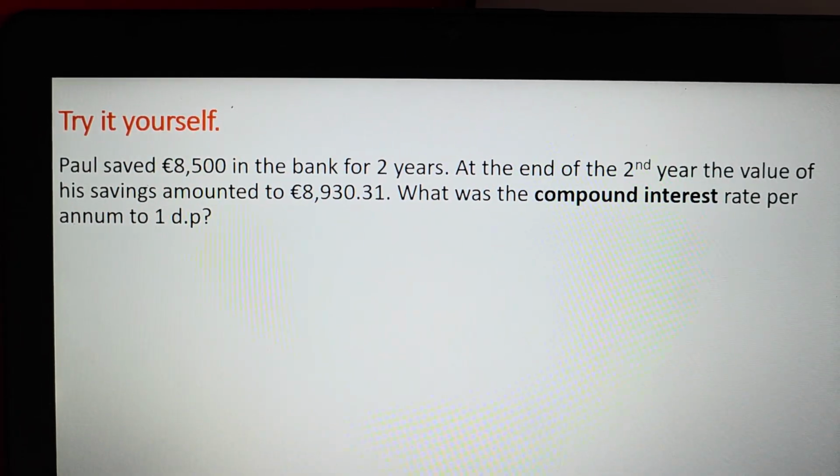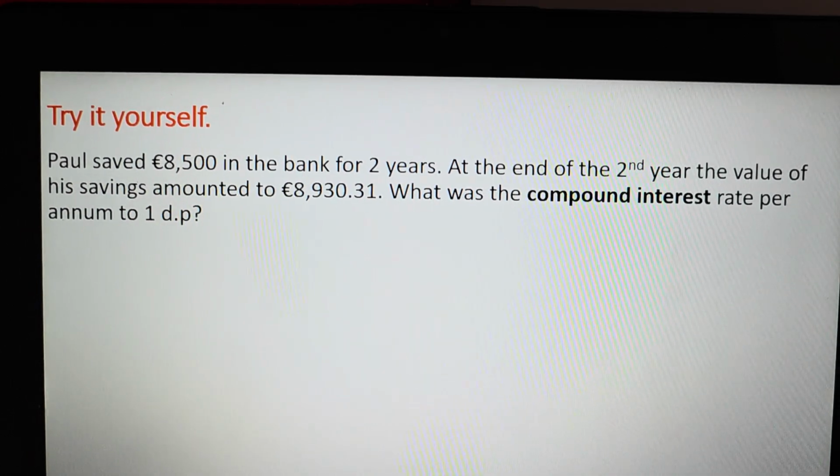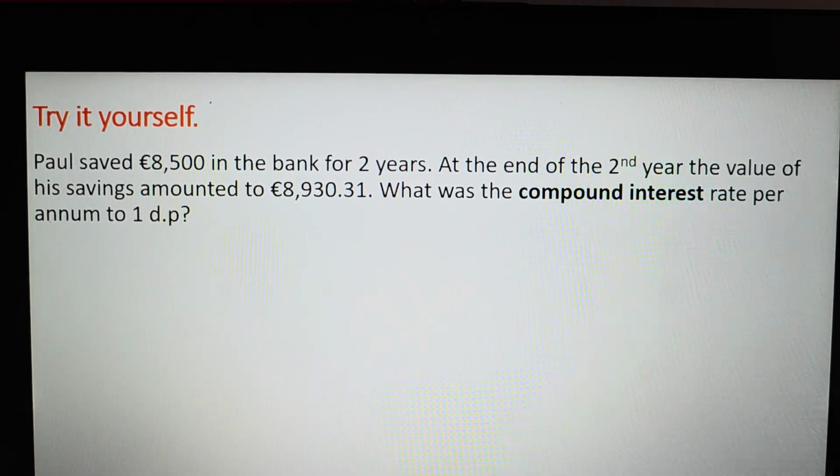Okay, I want you to pause the video and go and try the following one yourself. Then come back and watch the solution afterwards.